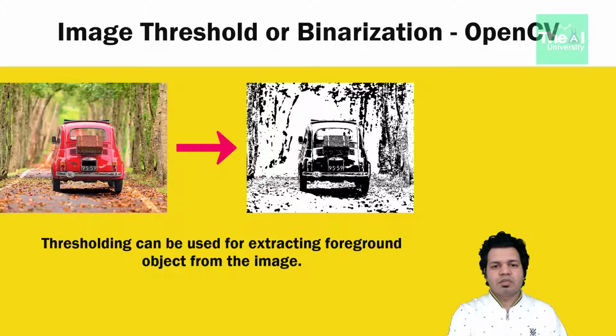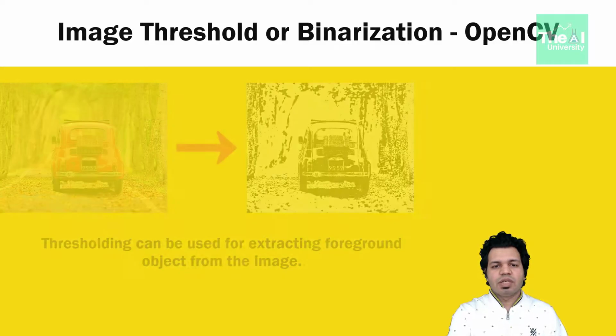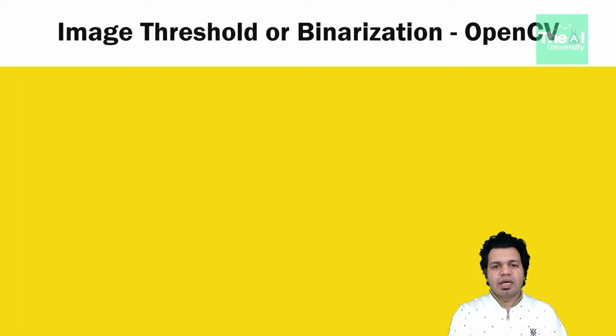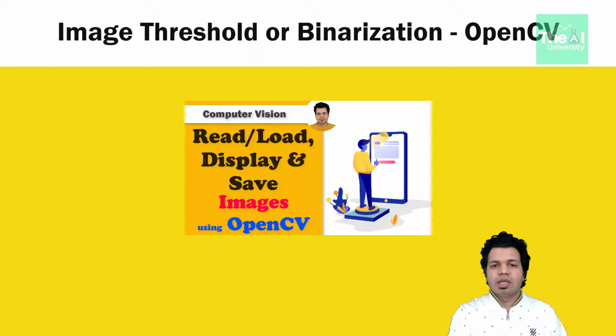We use an OpenCV function called threshold to convert an image into binary form. Please note that the threshold function uses grayscale images before it does thresholding, so you need to convert your color image into grayscale if you have one. If you want to know how you can convert an image from color to grayscale, then you can watch this video, the link of which is given in the I button above.